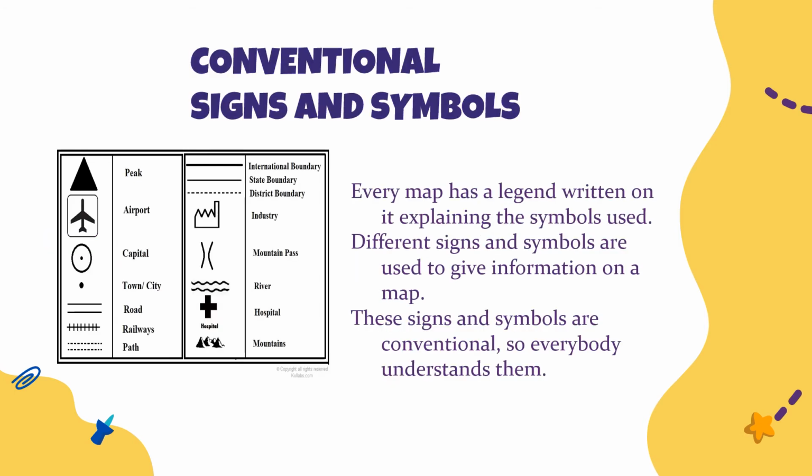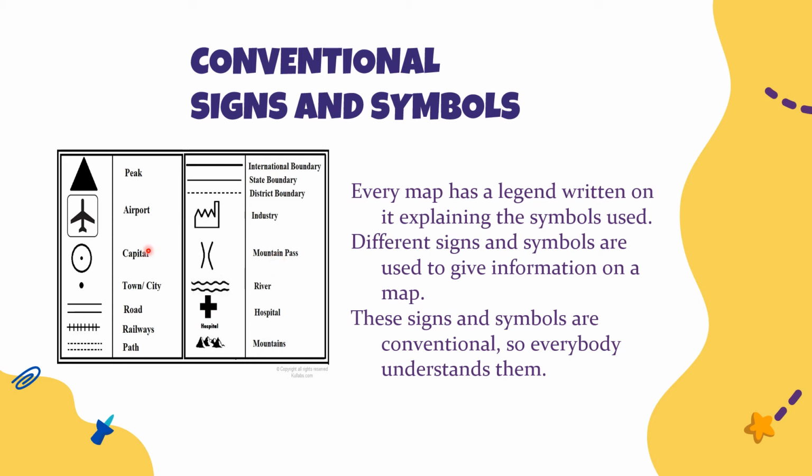The next important thing you need to know when you read a map is conventional signs and symbols. Here you have different symbols, and near the symbols you can find what each denotes. For example, this triangle symbol represents a peak, and if you see this symbol in a map, you need to know that it represents a peak in a particular place. So for that you need to know about the signs and symbols in every map.